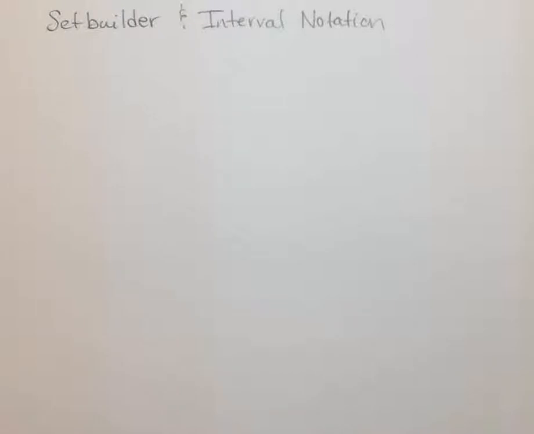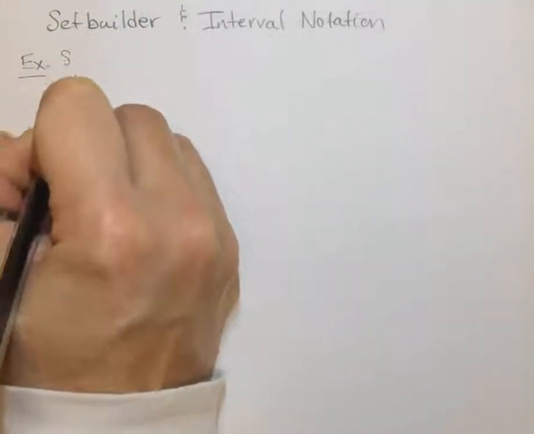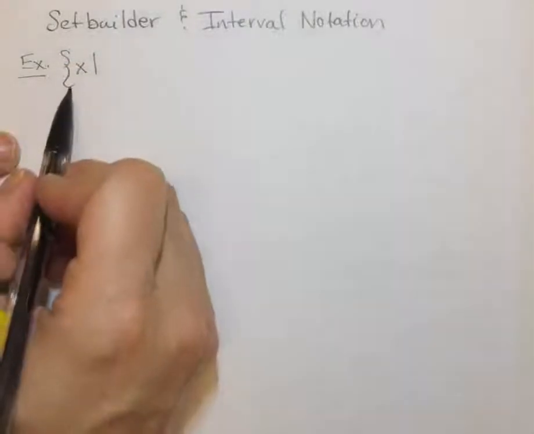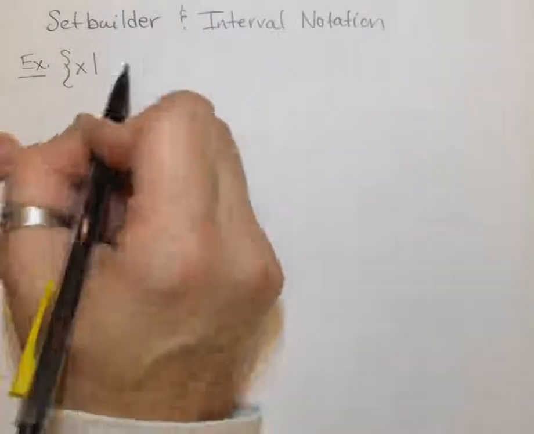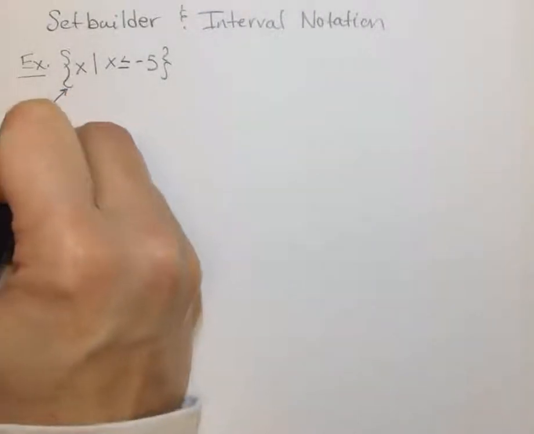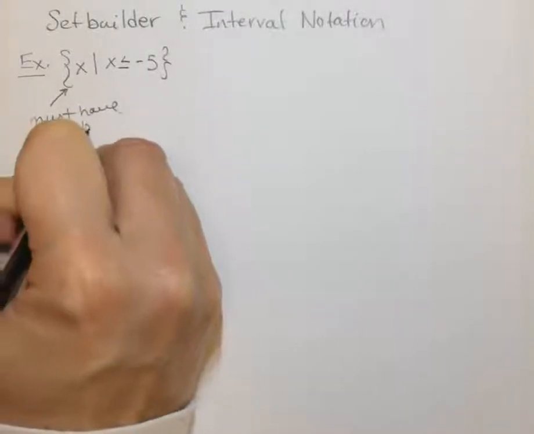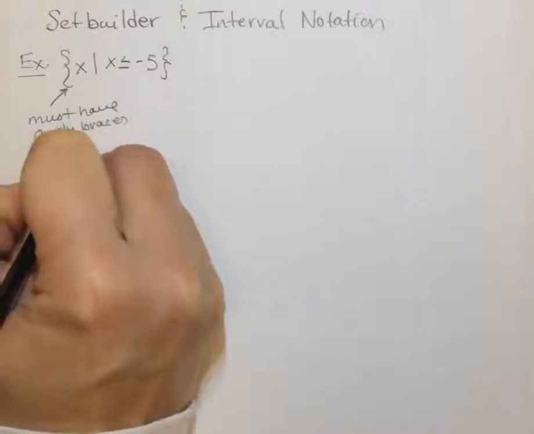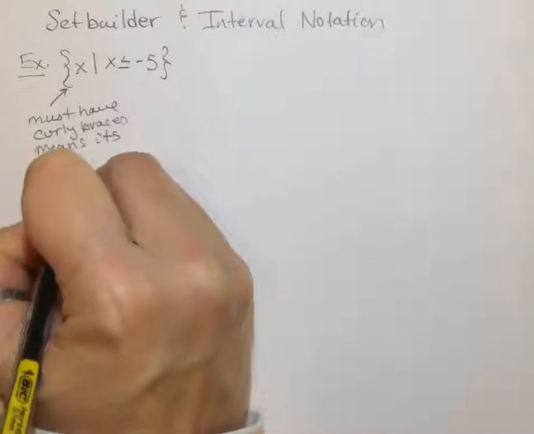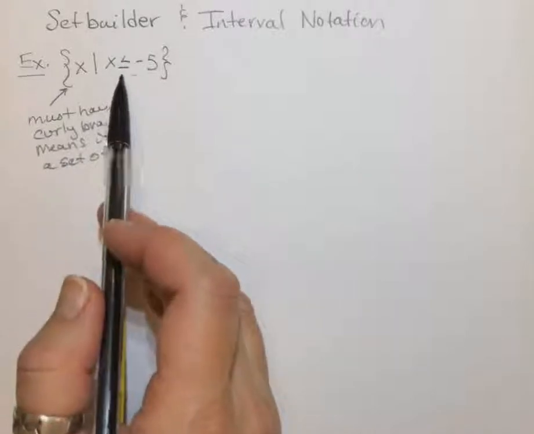So we're going to look at an example of set builder notation. Set builder notation may look something like this, and we read it, x such that, maybe, x is less than or equal to negative 5. Now, these curly braces mean it's a set. It must have curly braces. It's a set of numbers. If I had a set of M&Ms, you would have a bunch of M&Ms. Well, in this case, I have a set of numbers, and the numbers all follow this rule. They're all the numbers that are less than or equal to negative 5.